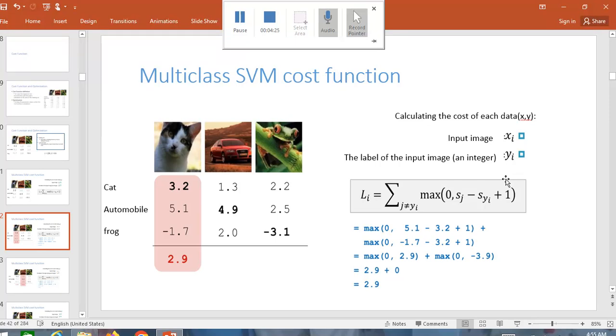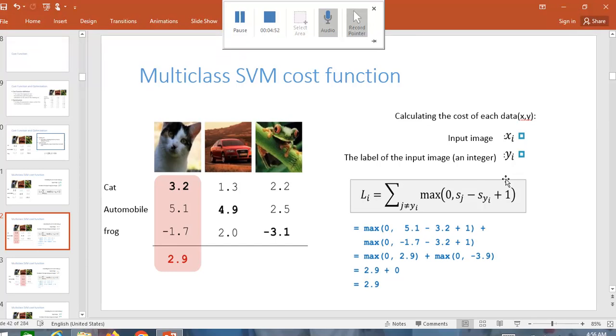But if the result of the difference of S_j and S_yi plus 1 becomes positive, we have an error equal to the positive value. That is, if the result is negative, we do not have an error, and if it is positive, we have an error equal to the resulting number itself. So we have to take the max. We have 2 j's here in this simplified problem.